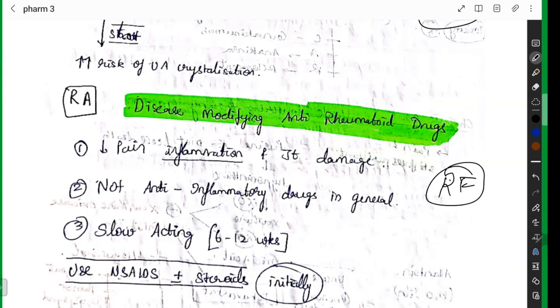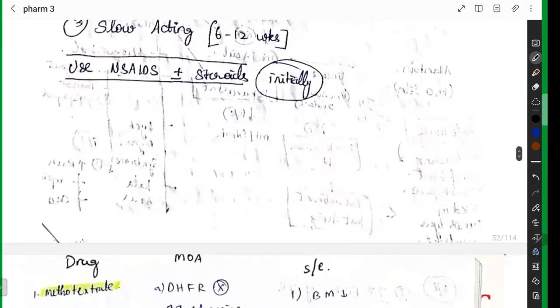So what are the drugs you are going to give? First, you have to reduce the pain caused by the inflammation in the patient. Second, it affects the joint spaces, so you are going to decrease the joint damage. And these drugs must be long acting, slow acting, for 6 to 12 weeks. Initially they were using NSAIDs plus steroids, but now there are drugs called disease modifying anti-rheumatoid drugs.